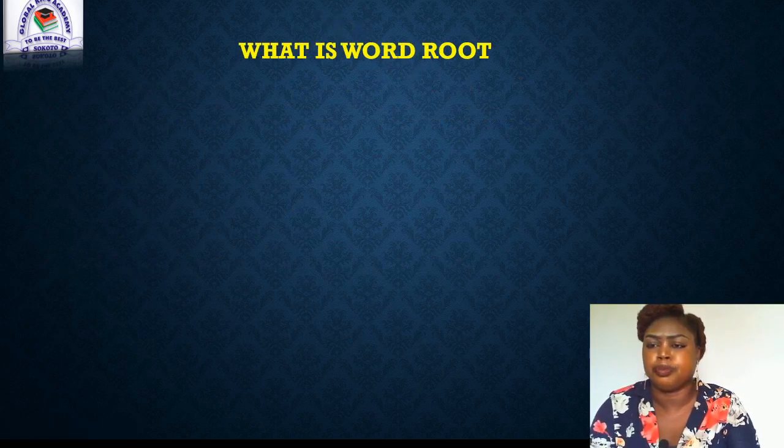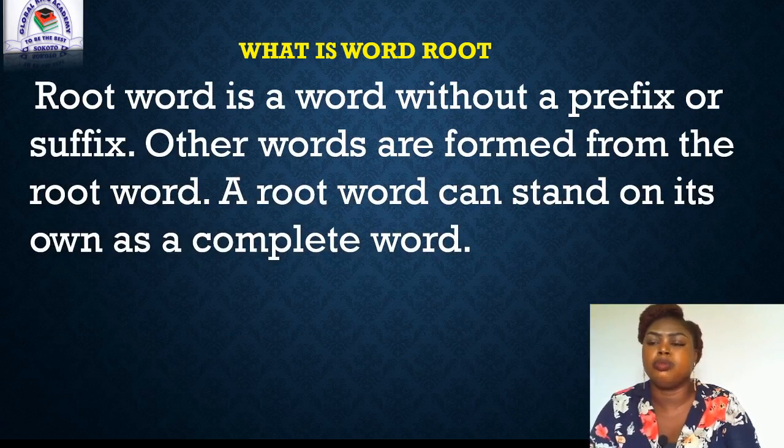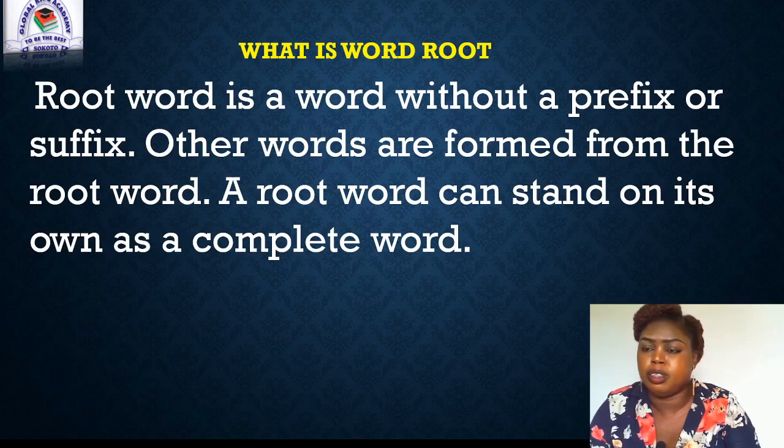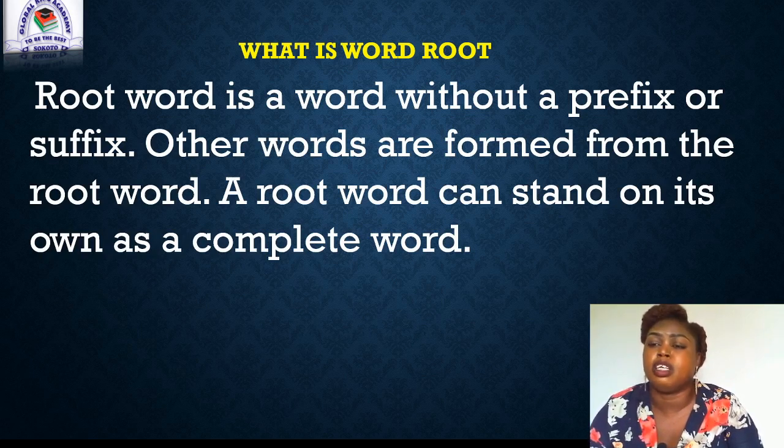What is a root word? A root word is a word without a prefix or suffix. A root word does not have a prefix attached to it or a suffix attached to it. They stand on their own. We say other words are formed from the root word. A root word can stand on its own as a complete word. That is to say, a root word can also give meaning. The prefixes and the suffixes are not added to the root word.